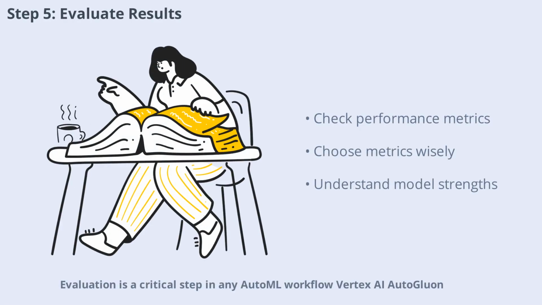Evaluation is a critical step in any AutoML workflow. Vertex AI, AutoGluon, and AutoSklearn all include model evaluation as a core part of their process. Beginners should look at the right performance metrics for their problem: accuracy for some classification tasks, but also precision, recall, F1 score, RMSE, or MAE depending on the context.